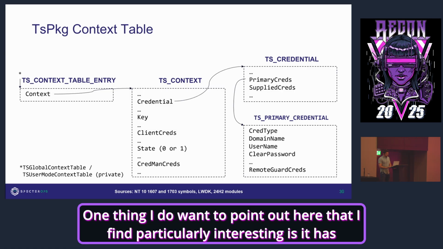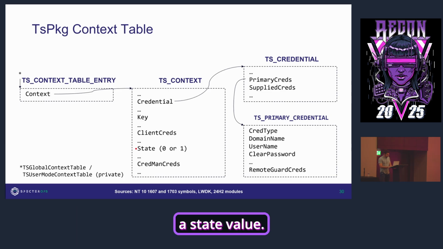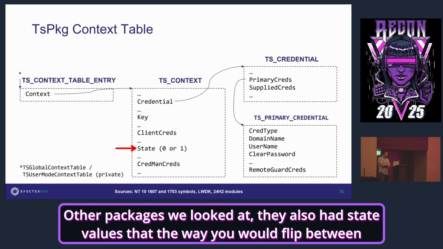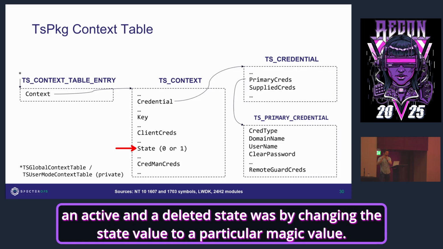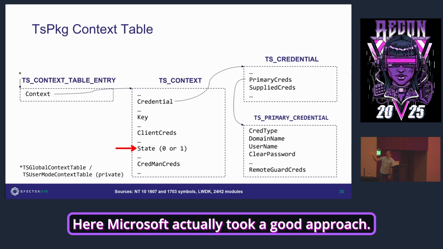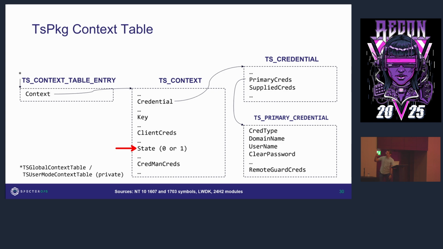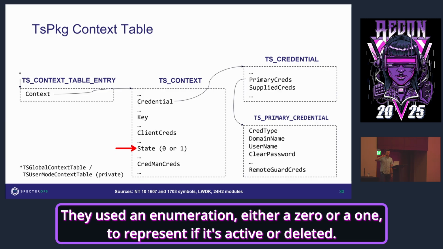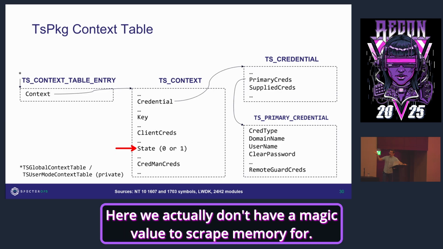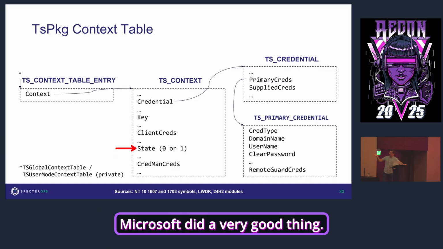One thing I do want to point out here that I find particularly interesting is it has a state value. In other packages we looked at, they also had state values, and the way you would flip between an active and a deleted state was by changing the state value to a particular magic value. Here, Microsoft actually took a good approach. They used an enumeration, either a 0 or a 1, to represent if it's active or deleted. So here, we actually don't have a magic value to scrape memory for. So Microsoft did a very good thing.